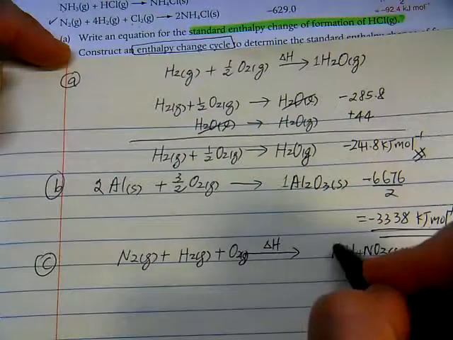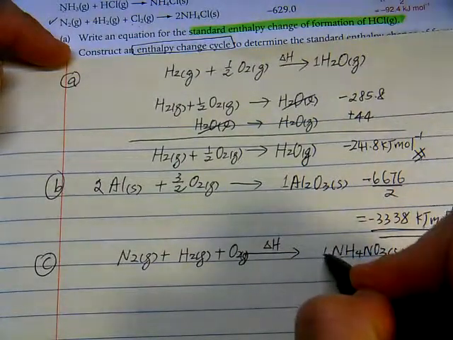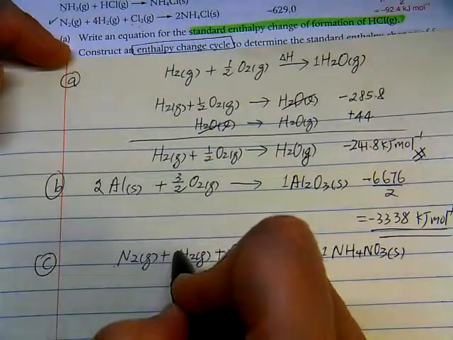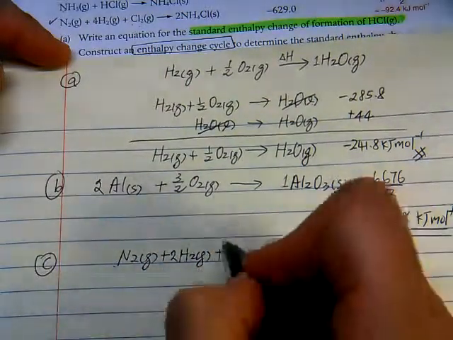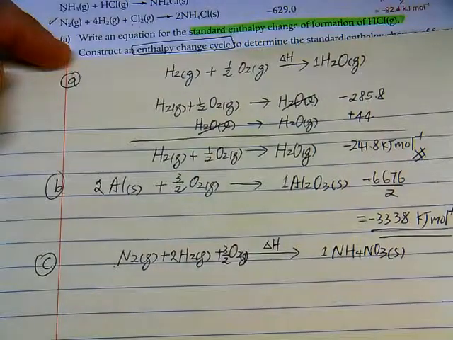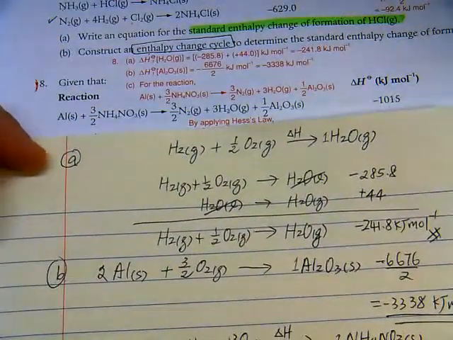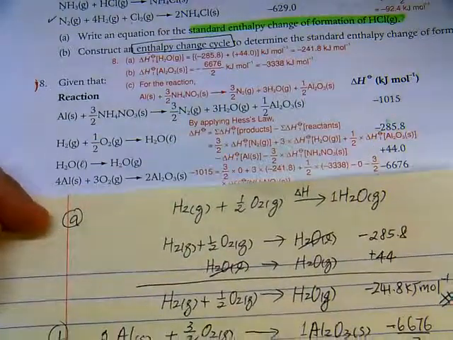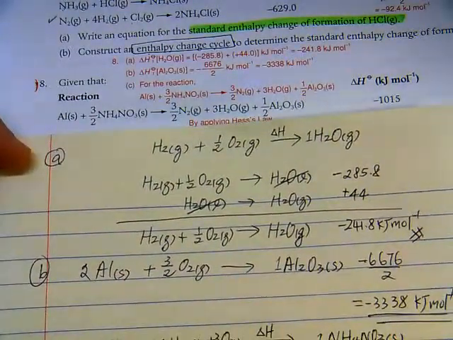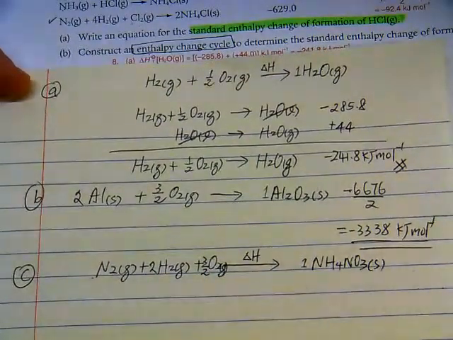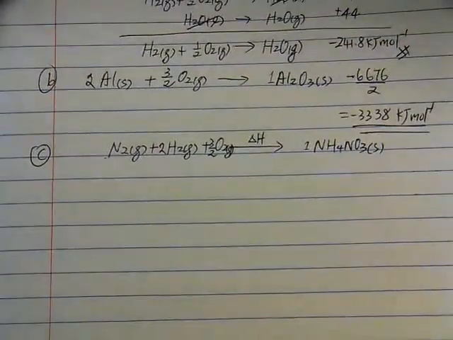Balance this equation, keep according to the definition, keep this as 1. Then we need 1 N2, we need 2 H2, and we need 3/2 O2. Do you understand? Now compare this with which one? Okay, now this is our target. This is the target equation. So, how to solve the problem?